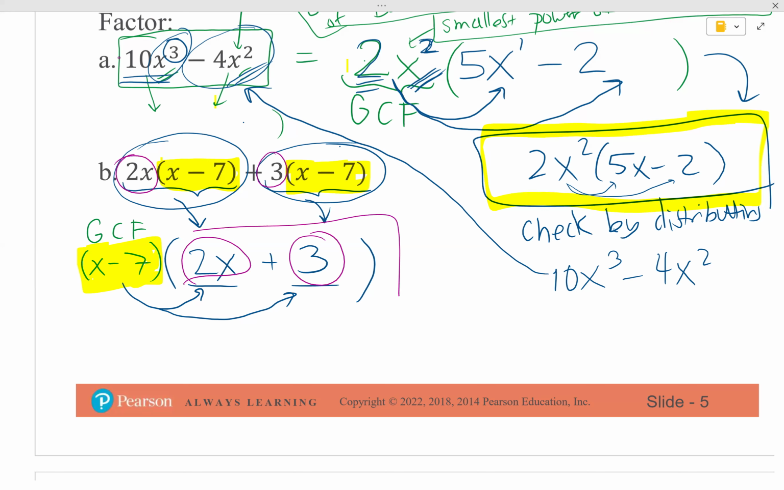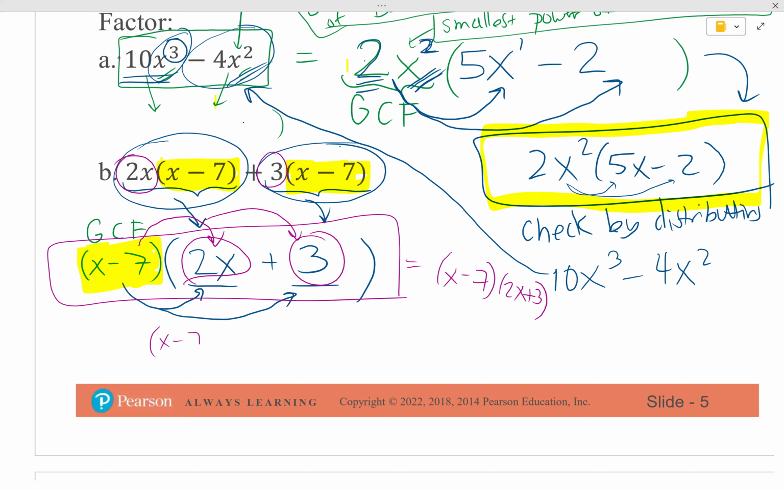What do you mean you don't have to write it with the weird circles around the 2x and the 3? 2x plus 3. Excuse me, but if you were to distribute this x minus 7, boom, boom, it would be x minus 7 times 2x plus x minus 7 times 3. And that's technically the same as the original.